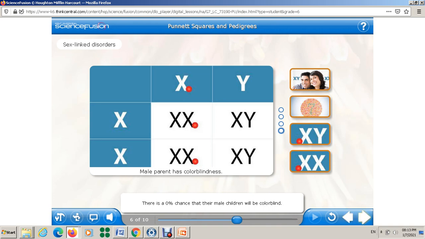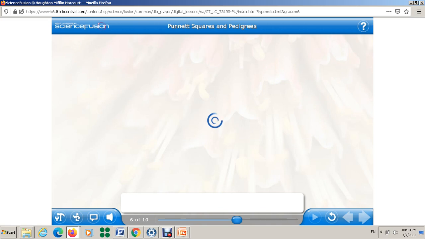So this one is an example. It shows how sex-linked disorders are related to the type of chromosome, X or Y. One is going to be a carrier, and one is not.